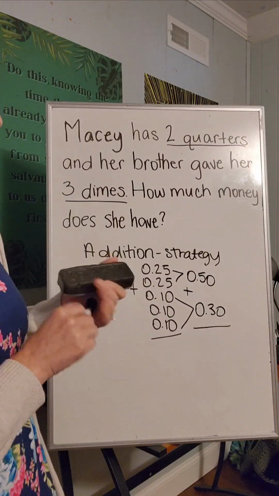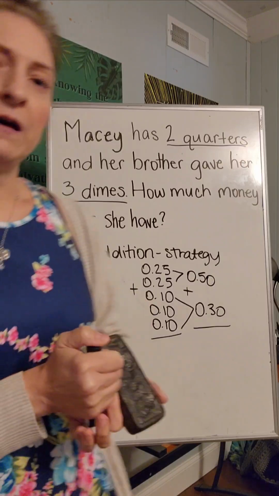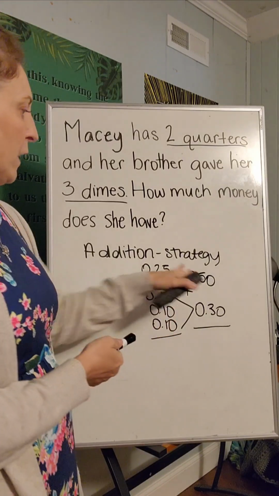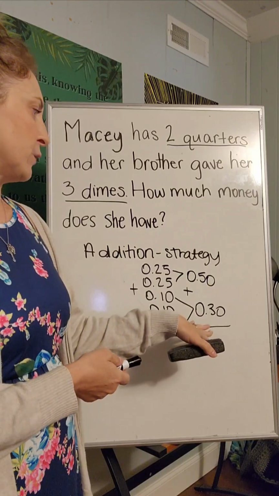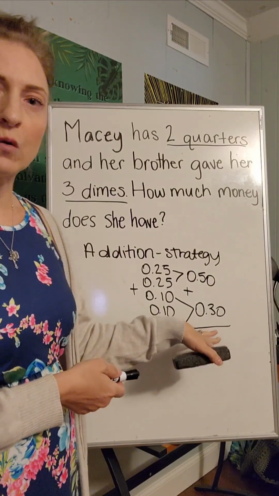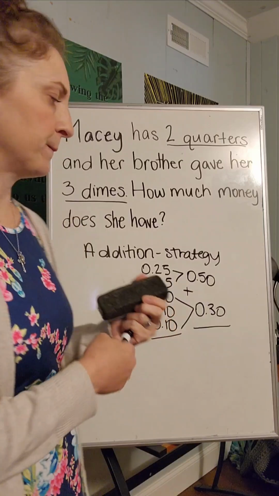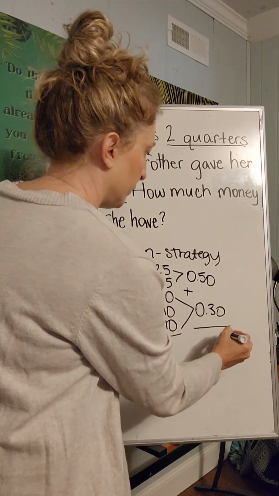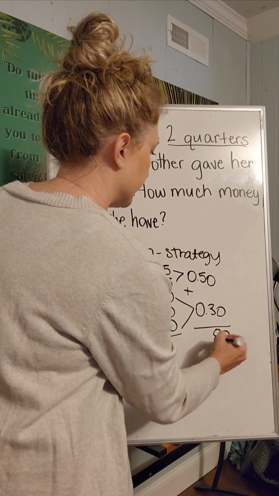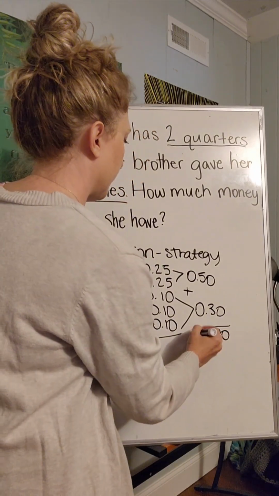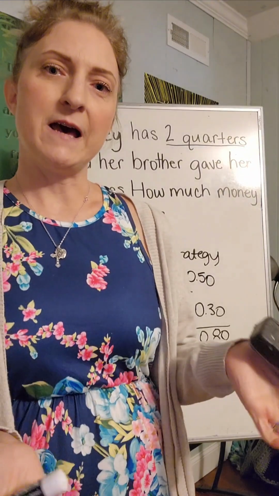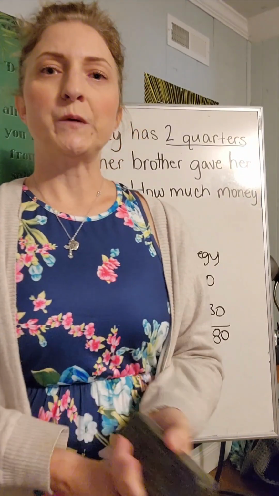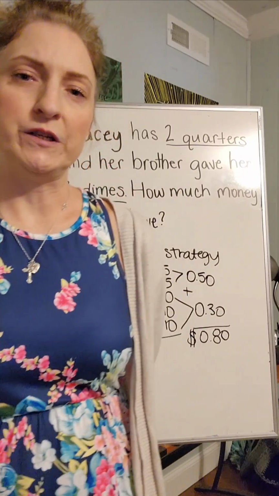So we have read the problem, and we have chosen our strategy. Step 3 would be to solve. Once we knew how we were going to use our addition, whether it was every coin broken out separately, or whether we grouped coins that are the same together, we would go through and do our addition, and we would come up with that Macy has 80 cents.